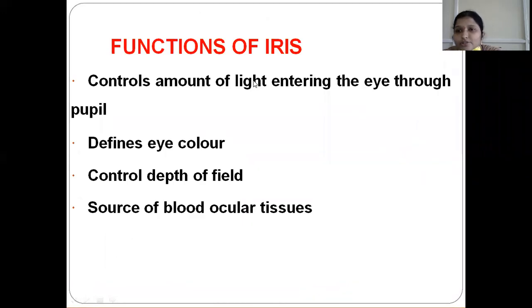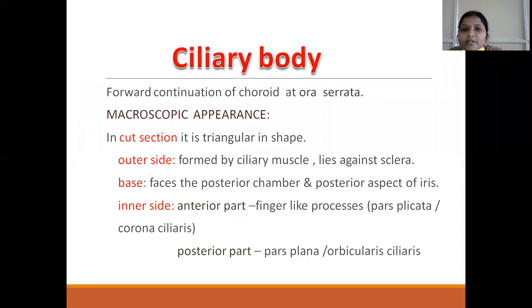So what are the functions of the iris? It controls the amount of light entering the eye through the pupil. So in bright light, what happens to the pupil? It gets constricted so that it cuts off the extra light which is reaching the retina. Whereas in dim light, the pupil gets dilated so that more light will reach the retina. It also defines the eye color and controls the depth of field. It also acts as a source of blood supply to ocular tissues.